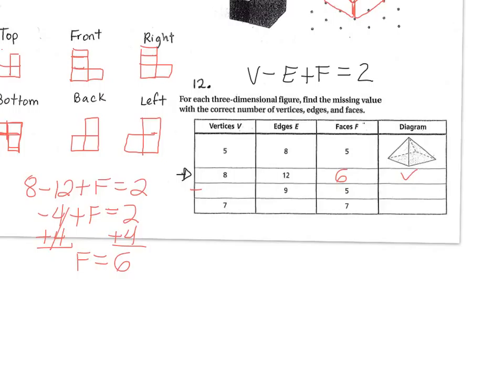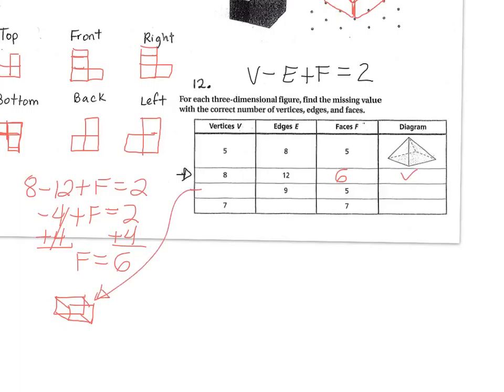What would be the name of that polyhedron? It's a rectangular prism because it has 8 vertices, 4 on top, 4 on the bottom. Edges: 4 on top, 4 on the lateral sides, and 4 at the bottom. So it's 12 edges. And faces: 4 around, 1 on top, 1 on the bottom. So it's 6. So let's go ahead and draw that. So you draw, and that's what you have.